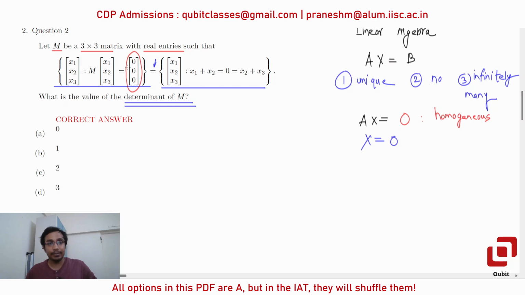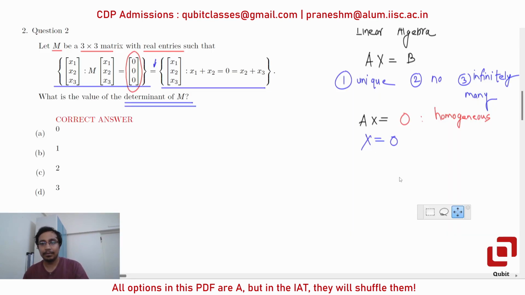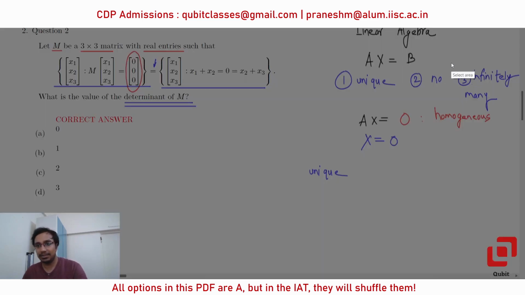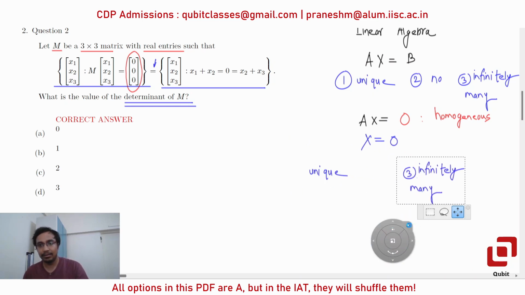M into x1, x2, x3 equal to 0, 0, 0. So if I take x1, x2, x3 all to be zeros, then obviously I'm going to get that particular solution, correct? So now the question is, for a homogeneous system of linear equations, only two possibilities remain. Which two? Either it has a unique solution or it has infinitely many solutions. The no solution possibility does not exist.